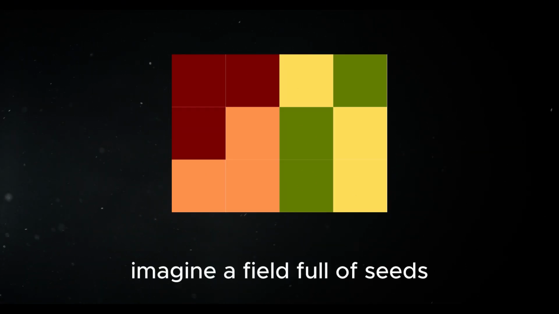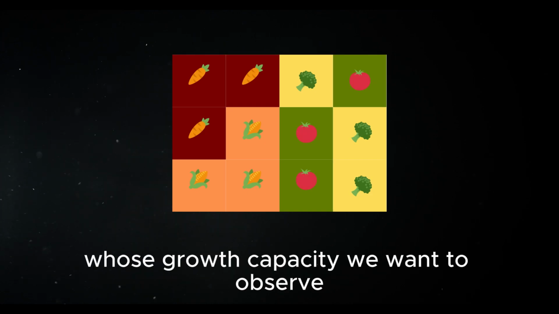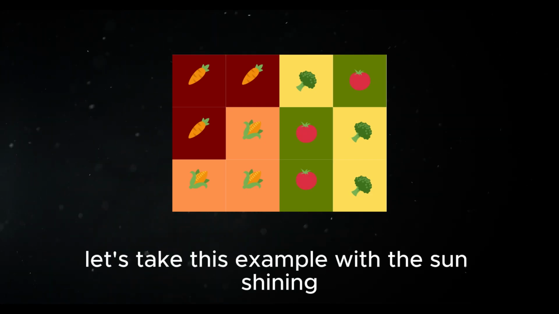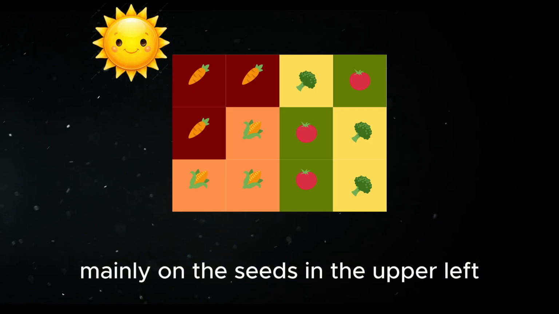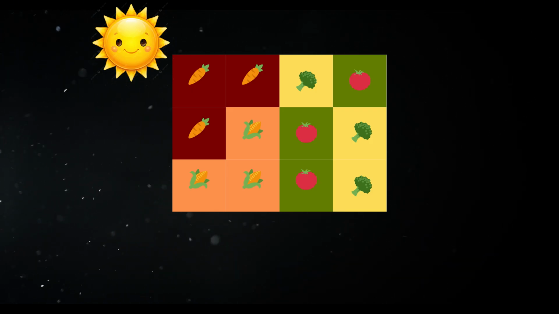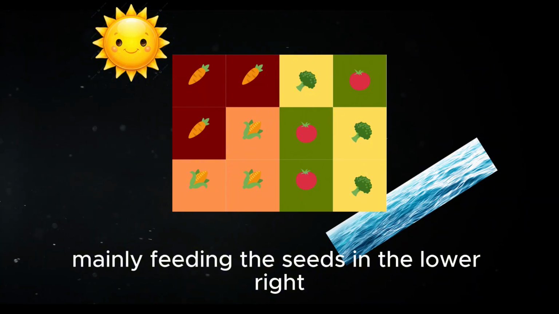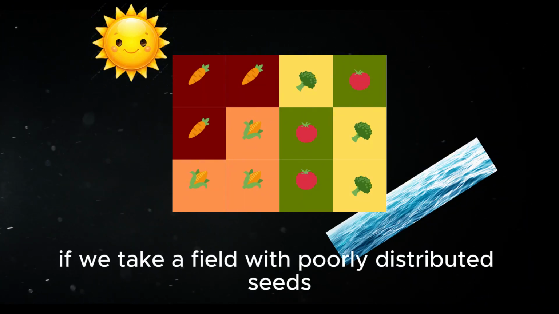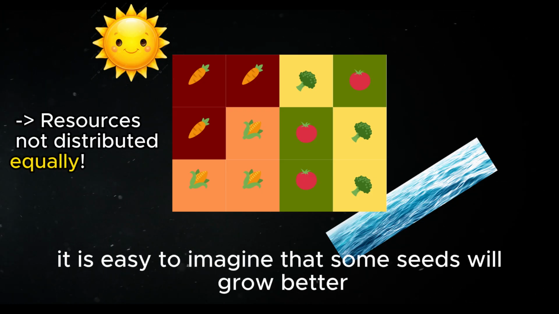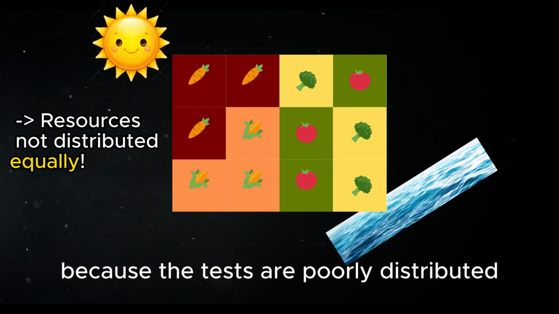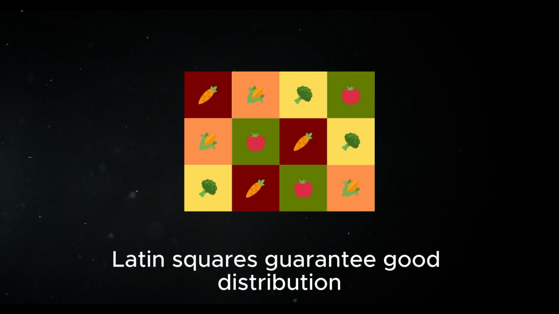Imagine a field full of seeds whose growth capacity we want to observe. Let's take this example with the sun shining mainly on the seeds in the upper left, and a water source mainly feeding the seeds in the lower right. If we take a field with poorly distributed seeds, it is easy to imagine that some seeds will grow better because the tests are poorly distributed. Latin squares guarantee good distribution.